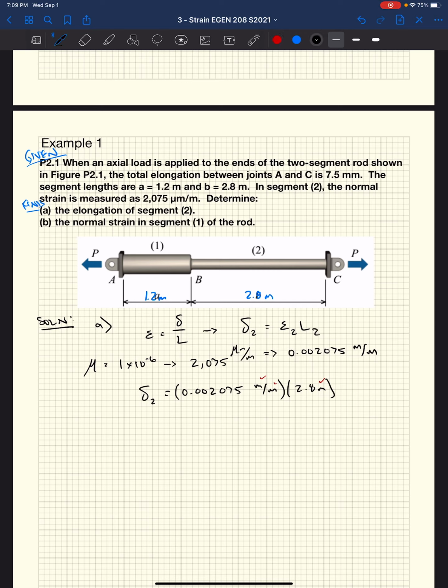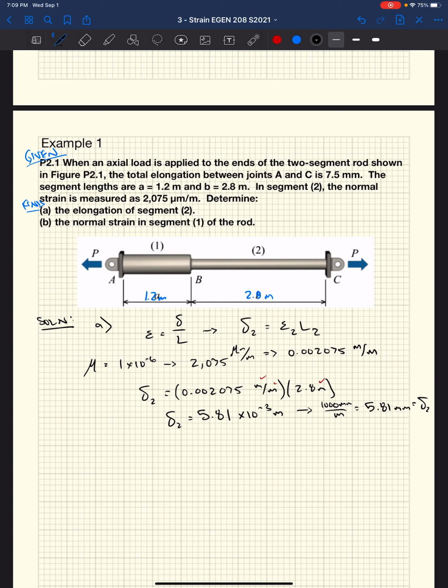Well, that boils down to a change in length of 2 of 5.81 times 10 to the negative 3 meters, or knowing that there are 1,000 millimeters per meter, if we multiply this by 1,000 millimeters per meter, we would get 5.81 millimeters. And that would be our elongation of segment 2.